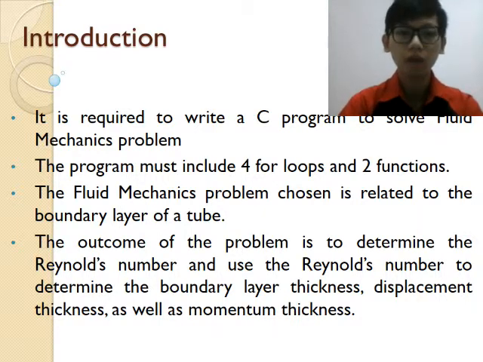So, for the introduction, in this project, we are required to write a C program to solve a simple fluid mechanics problem. The program must include 4 for loops and 2 functions. The fluid mechanics problem chosen is related to the boundary layer of the tube. The outcome of the problem is to determine the Reynolds number and use it to determine the boundary layer thickness, displacement thickness, as well as the momentum thickness.